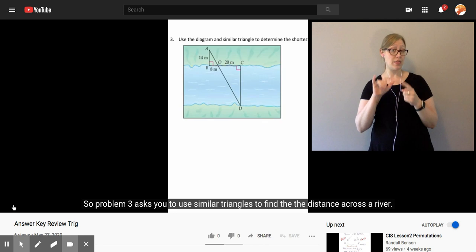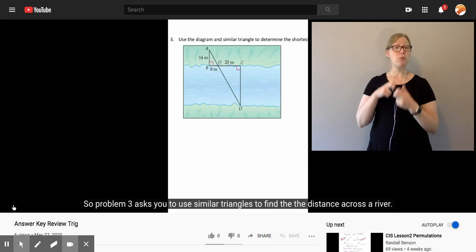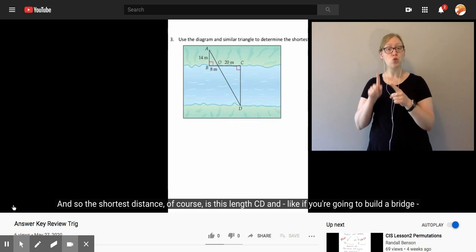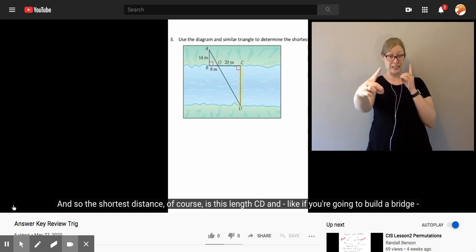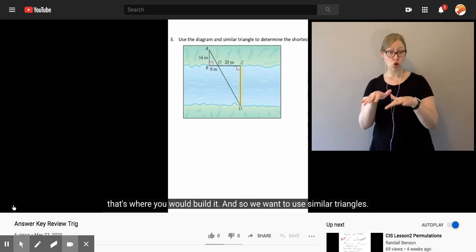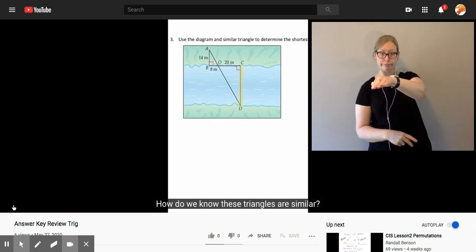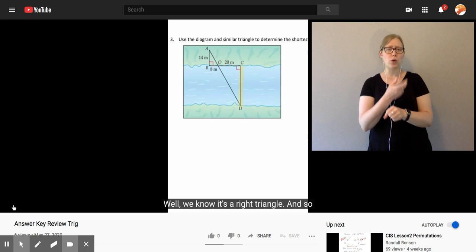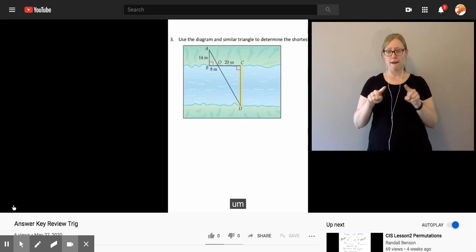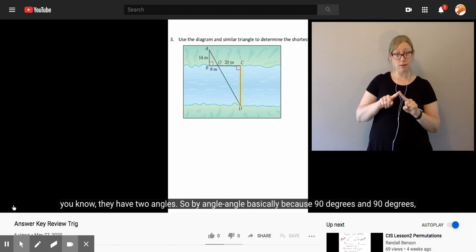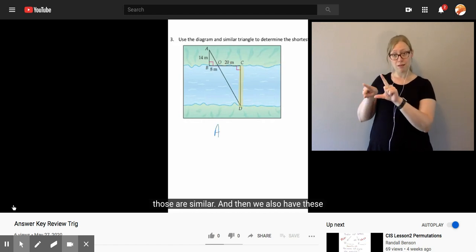So problem 3 asks you to use similar triangles to find the distance across a river. And so the shortest distance, of course, is this length CD. Like if you were going to build a bridge, that's where you would build it. And so we want to use similar triangles. How do we know these triangles are similar? Well, we know it's a right triangle, and so they have two angles. So by angle, because 90 degrees and 90 degrees, those are similar.